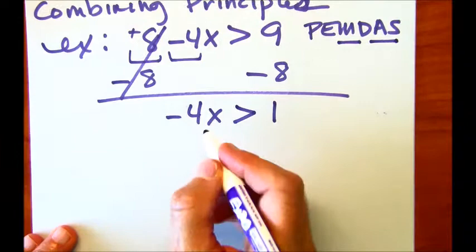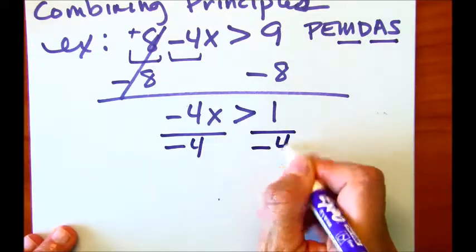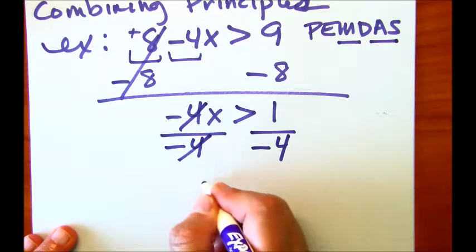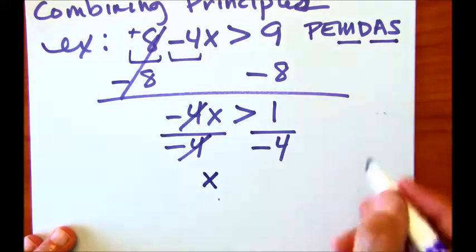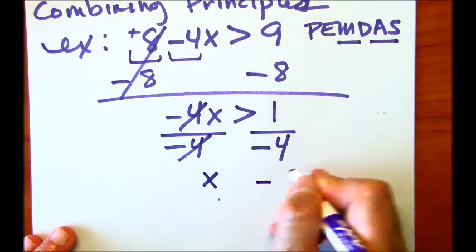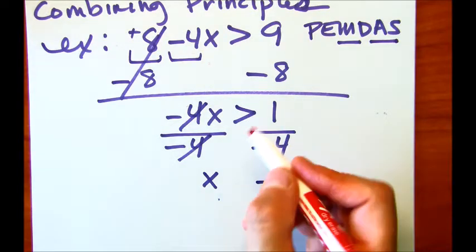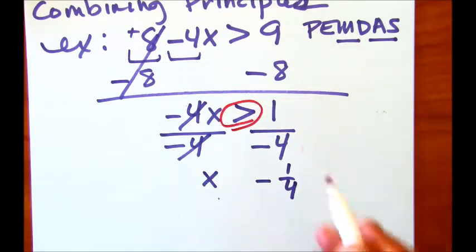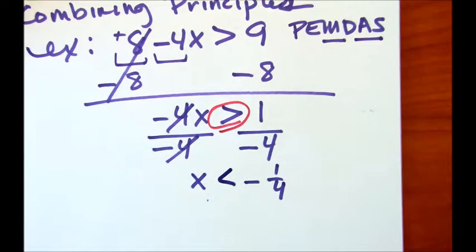Let's divide by negative 4. We're going to do that to both sides because that's going to cancel out our numbers, and we're only left with the variable, which is what we want. And then of course 1 divided by negative 4 is going to be negative 1/4. Now remember when we were multiplying and dividing by a negative number, we had to reverse the symbol. So we're going to go ahead and rewrite that as a less than instead of a greater than.